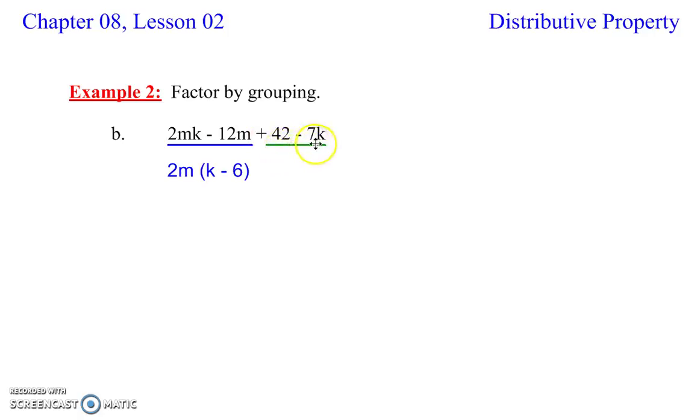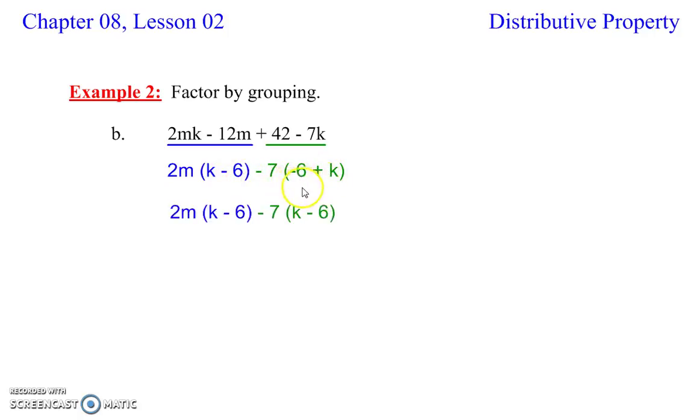Over here, I could factor out a 7. Okay, so I have plus 7, factor out maybe a positive 7. That would leave me with 6 minus k. Now, these two expressions are not the same, so that's not going to help me here. So maybe I can rewrite this. If instead I factor out a negative 7, then I'm left with negative 6 plus k.